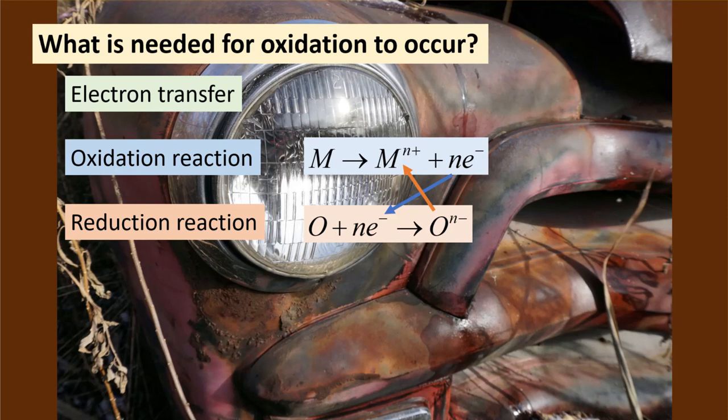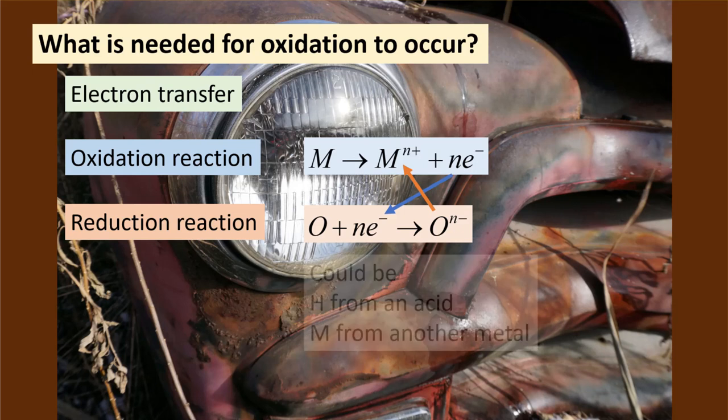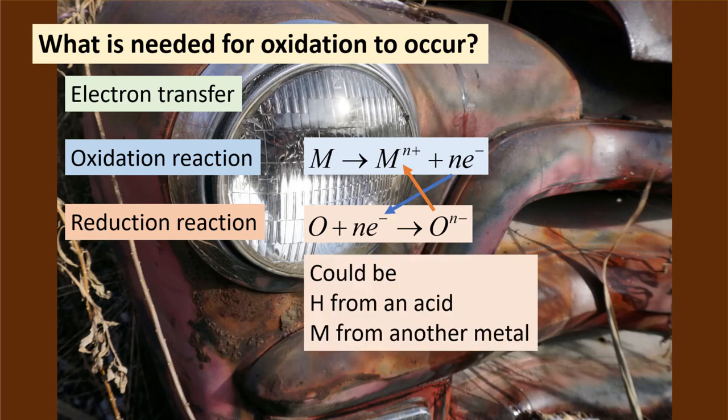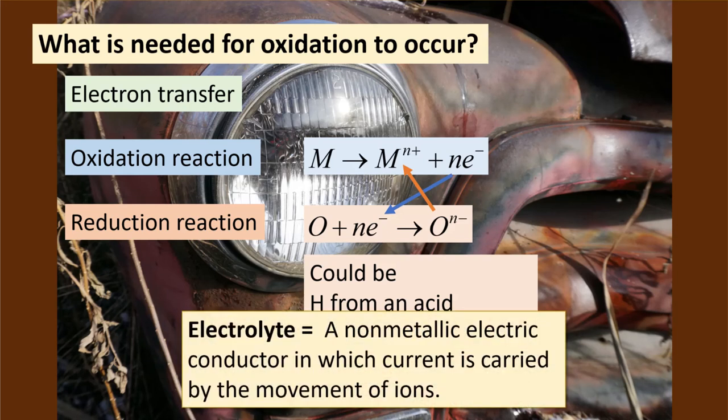Now, the metal doesn't have to react with oxygen to be corroded. It could react with, for example, hydrogen from an acid or another metal. One thing to keep in mind is that this is really an electrical reaction, and therefore it happens more readily within a conductive medium. We call this conductive medium an electrolyte. In the case of rusting cars, the natural moisture in the atmosphere acts as the electrolyte. And add the salt used for melting snow on the roads, and you have a really good electrolyte.